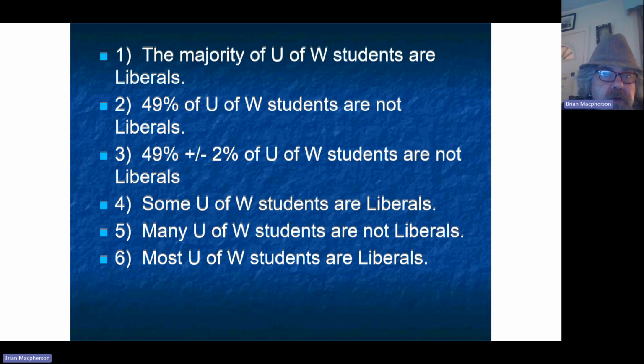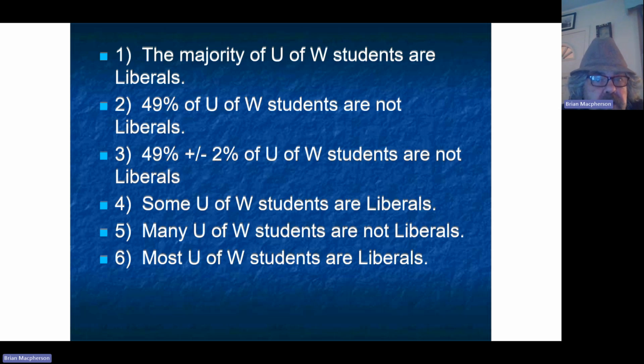All right, let's go to number three. 49% plus or minus 2% of U of W students are not liberals. Notice that 3 is an improvement on 2 because 3 is taking into account the margin of error. So 3 is strongly inductively inferred.